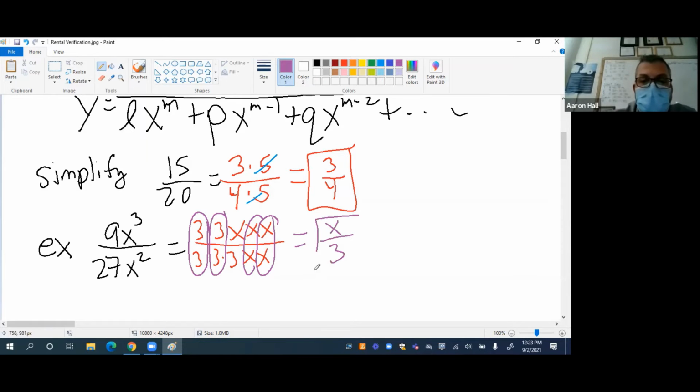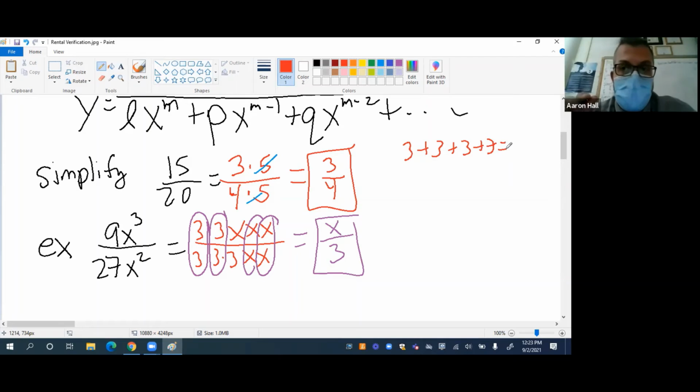Yep, x over 3. Now I also want you to consider one of the laws of exponents. The definition of multiplication is just repeated addition: if I have 3 plus 3 plus 3 plus 3, that's 3 groups of 4, or 4 groups of 3. But what if I'm multiplying, 3 times 3 times 3 times 3? Then the definition of an exponent is what? How can I rewrite this to simplify it?